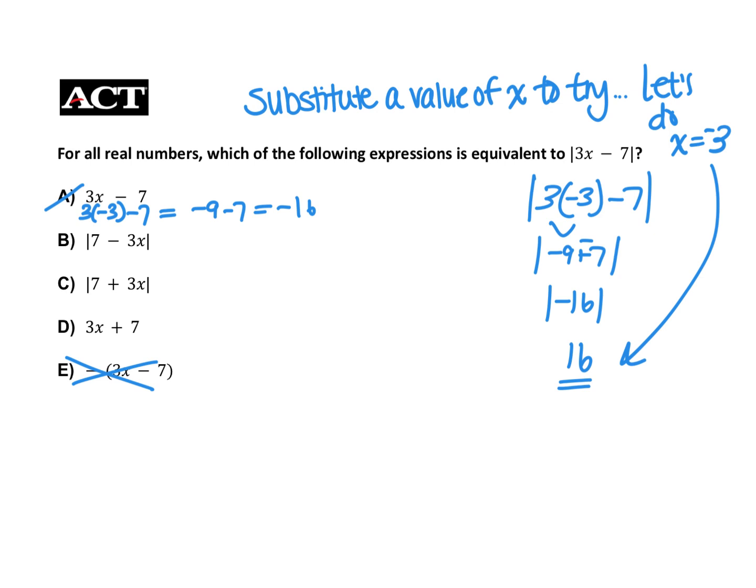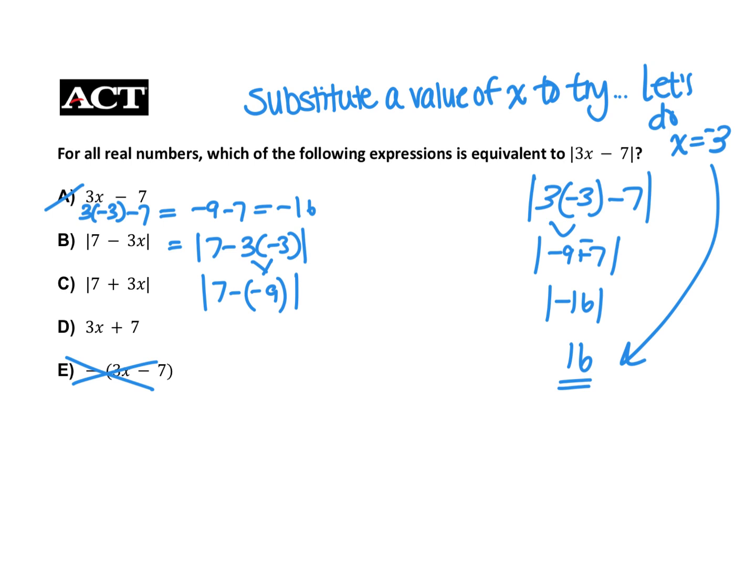Letter B, we plug negative 3 in, and I see I have 7 minus 3 times negative 3, and we want the absolute value. Within our absolute value symbols here, we still have to follow that order of operations. So this is 7 minus the product of 3 and negative 3. So 3 times negative 3 is negative 9. So I have 7 minus negative 9, and I still need to find the absolute value of that value.